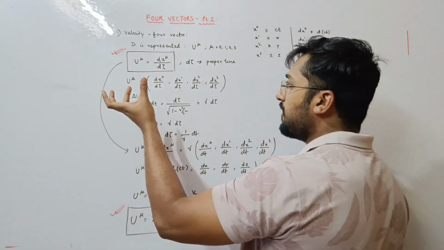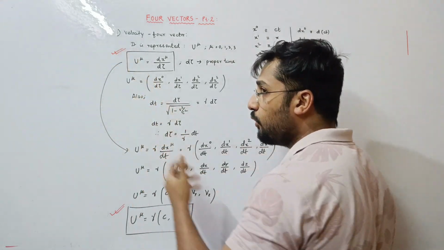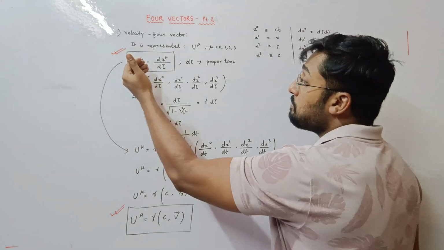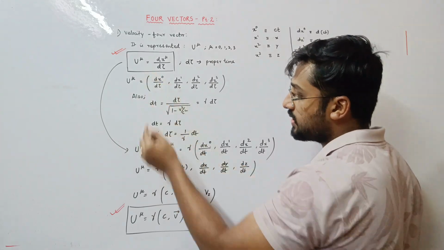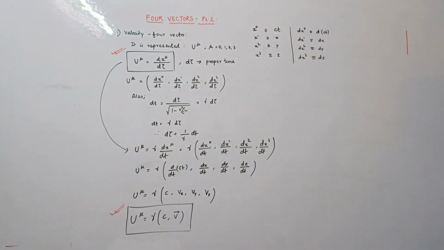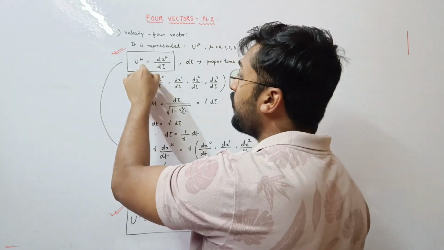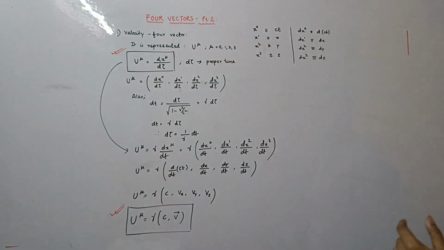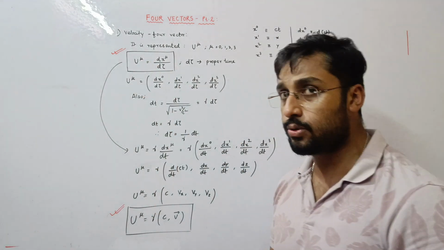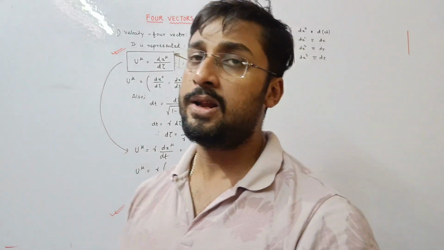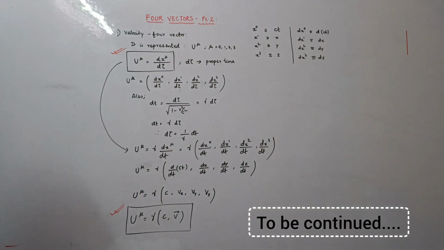I have taken u mu as a four-velocity, and then I obtained one more form of this four-velocity. Now what I want to check is whether this u mu, which I have defined as a velocity four-vector, is actually a four-vector. And in order to test that, we must first obtain the transformation rule, and then we must also find the so-called inner product of the four-vector, right? So let's try to do it.